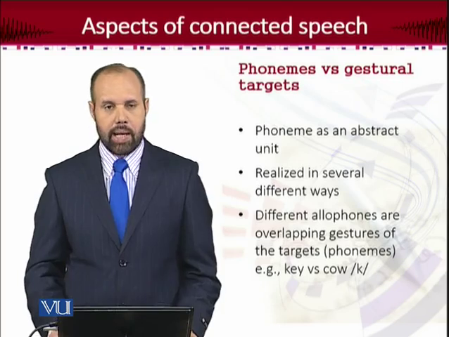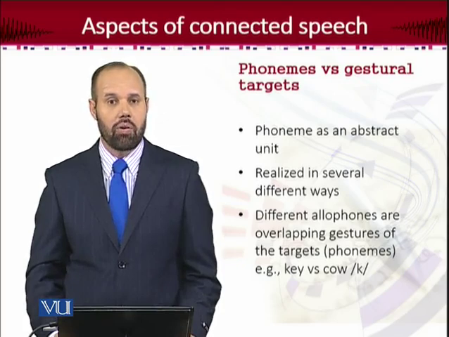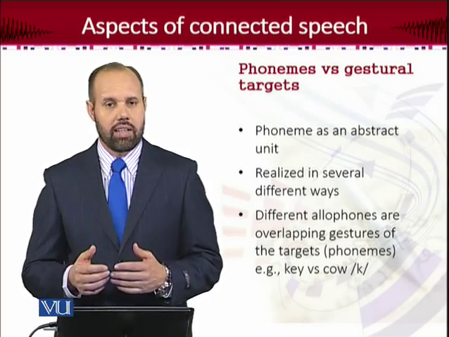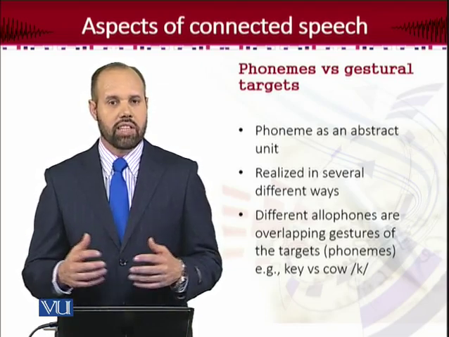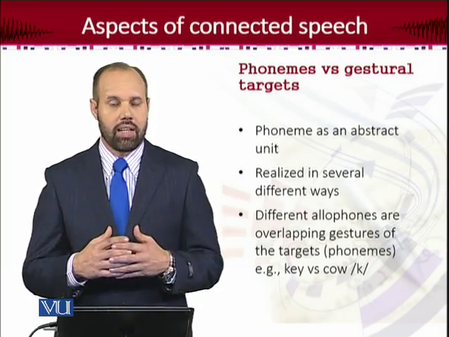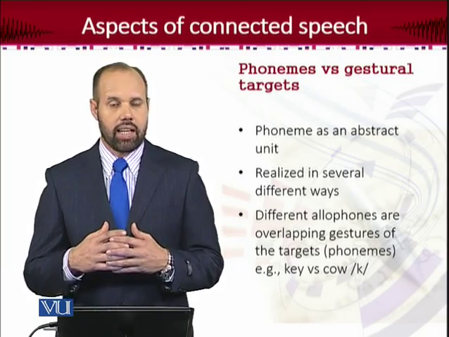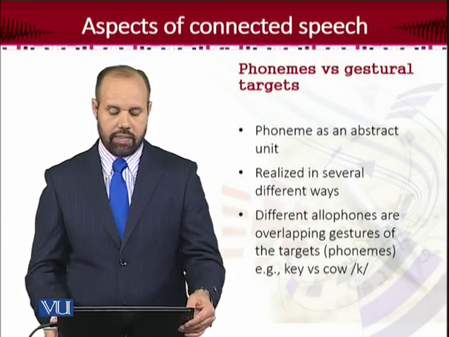Let me give you an example, like the k sound in key and also in cow. The k in key and the k in cow are actually two allophones of k. Phonetically, these are different, but phonologically, we take them as one single sound, right? So there is an overlapping. In key, k is influenced by the e vowel, and in cow, k is influenced by the a vowel. So these are the features of connected speech.